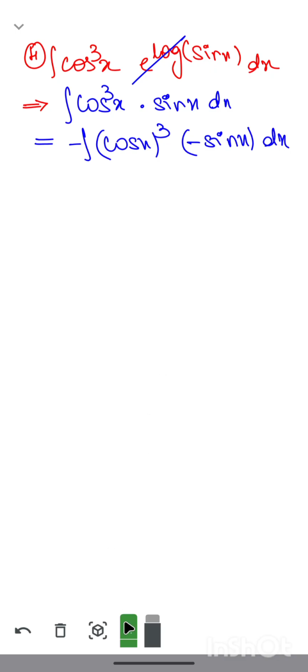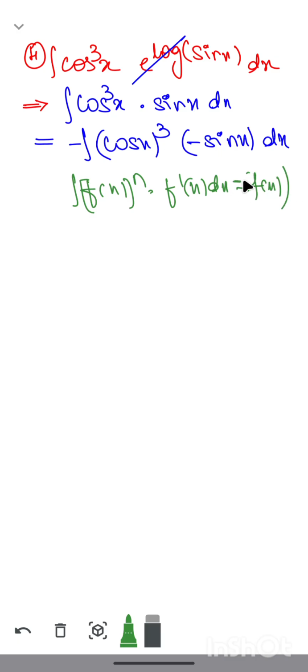The reason is here the given question is in the form of integration of f of x to the power n into f dash of x into dx is equal to f of x to the power n plus 1 divided by n plus 1 plus c. Okay, this is a shortcut formula in the substitution method we have.